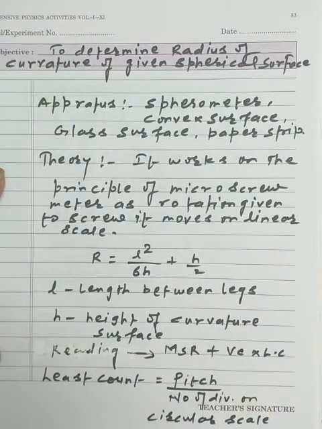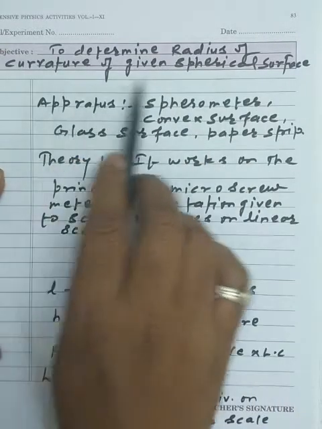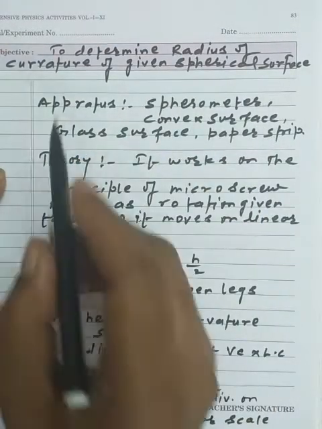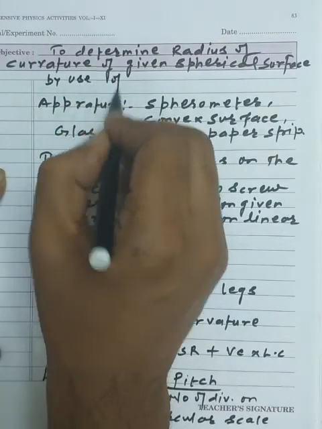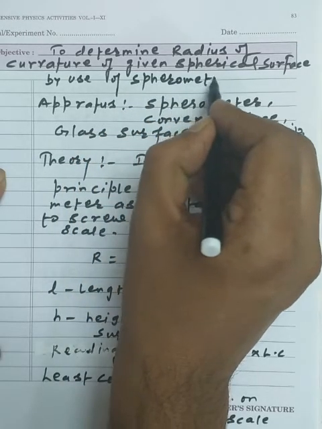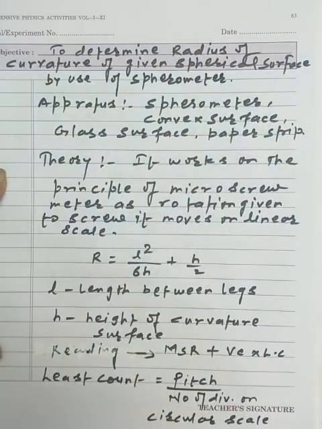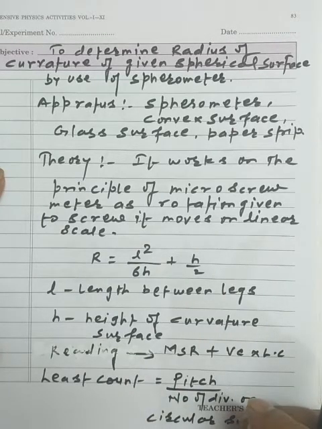Now here, dear students, we have the practical task to determine the radius of curvature of a given spherical surface by use of a spherometer. Last time I pasted the video for you. Today I will discuss the basic method: how, by use of the spherometer, we can measure the radius of curvature.